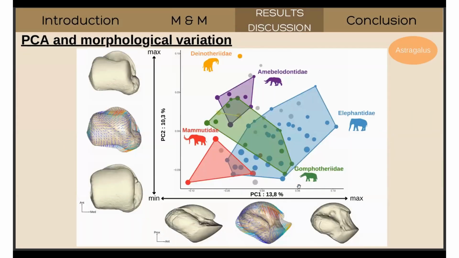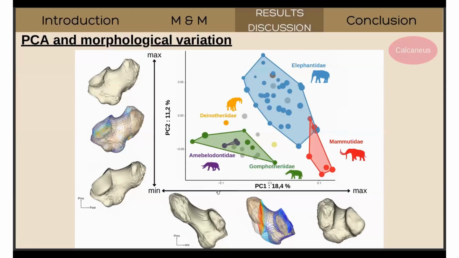Finally, I carried out a PCA. So in this figure, you can see the first two axes, which account for about 24% of the global variation. And the heat maps help us visualize the structures that vary the most along this axis. And so we can see here that the structures that vary the most are mostly articular facets and the ligament insertion zone, which is the medial tubercle right here, and those structures are wider on the specimens distributed in the most negative values of both axes.